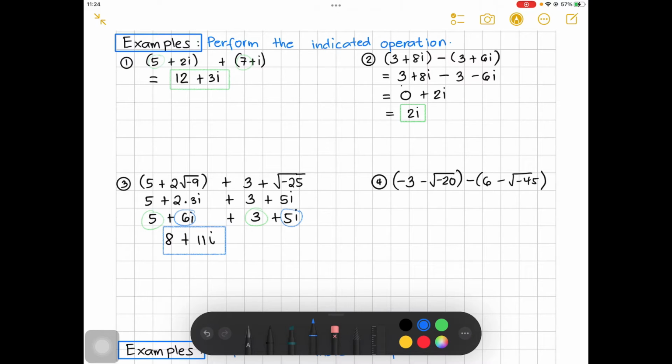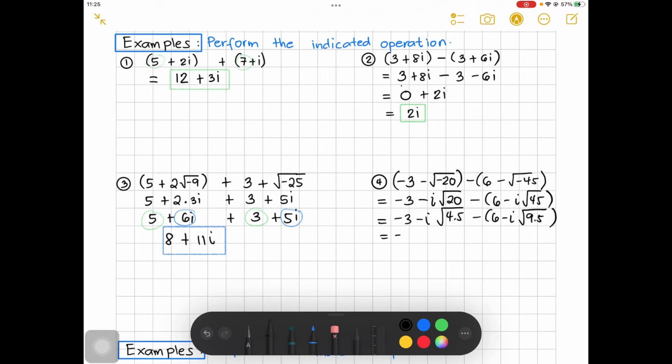Number 4. Again, we have to simplify first. Square root of negative 20. This can be written as i square root of 20. 6 minus i square root of 45. And then we simplify square root of 20. Square root of 20, this is 4 times 5. Square root of 45, this is 9 times 5.